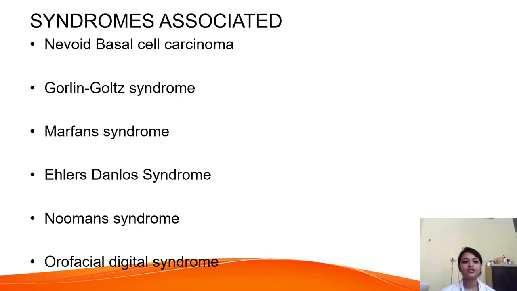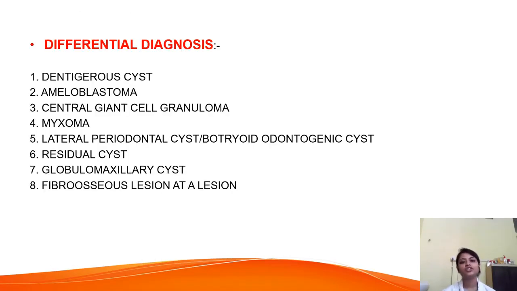Now, what are the syndromes associated? Nevoid basal cell carcinoma, Gorlin-Goltz syndrome, Marfan syndrome, Ehlers-Danlos syndrome, Noonan syndrome, orofacial digital syndrome. So these are all the syndromes associated mainly with multiple OKCs. Now the differential diagnosis.